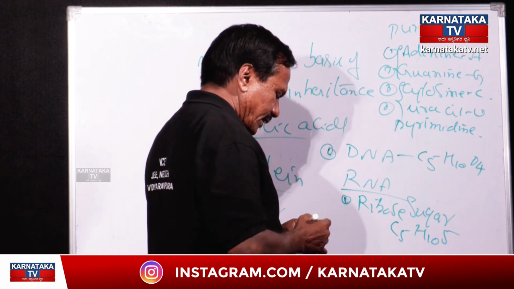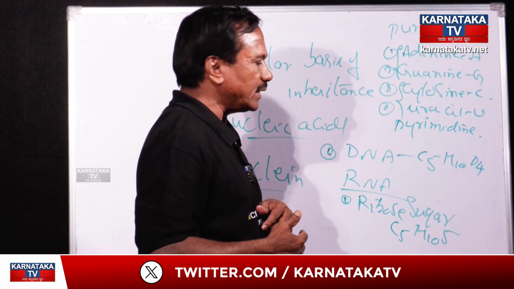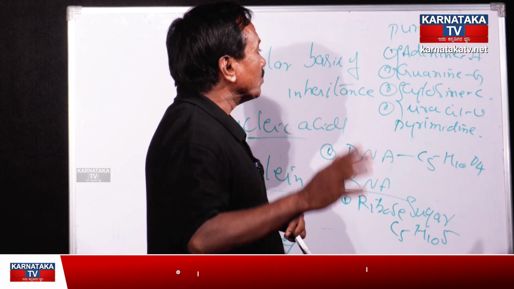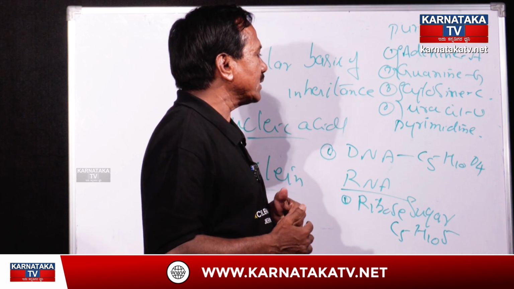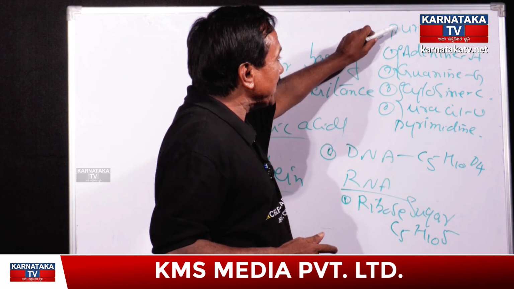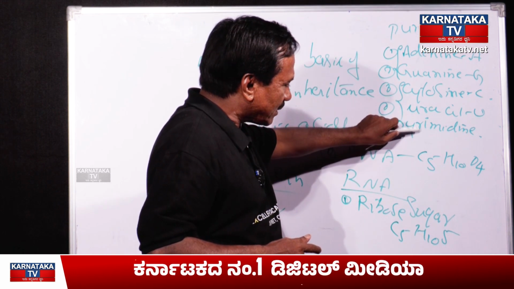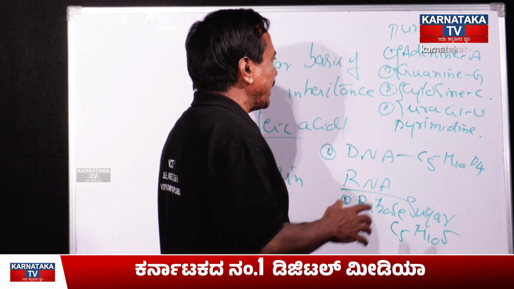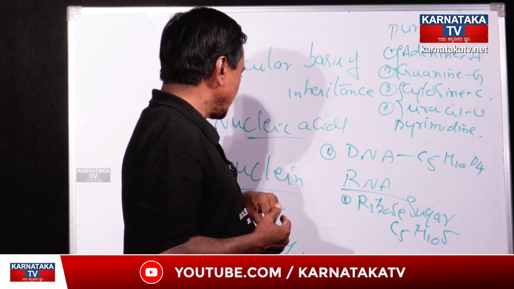Pyrimidine. In the nucleic acids there are 2 groups: one is the purines and another one is the pyrimidines. Both adenine and guanine are called purines, and cytosine and uracil are called pyrimidines. Usually purines are larger and bicyclic. Pyrimidines are smaller and monocyclic. Right? So these are the 4 nitrogenous bases present in RNA.